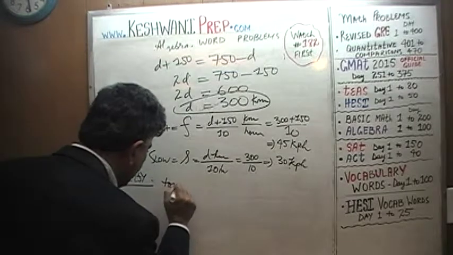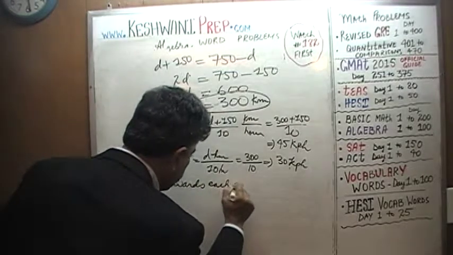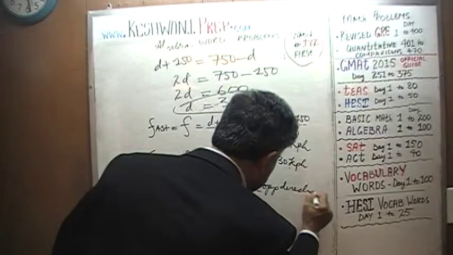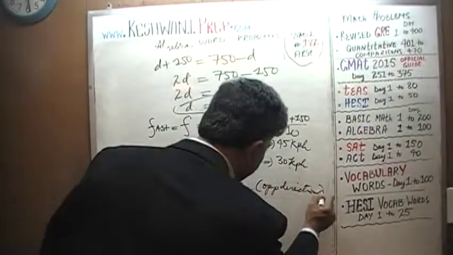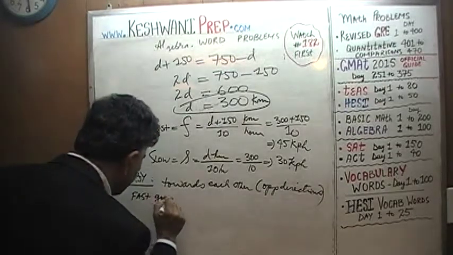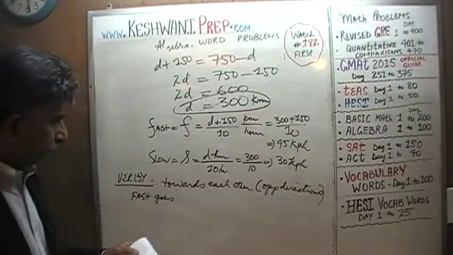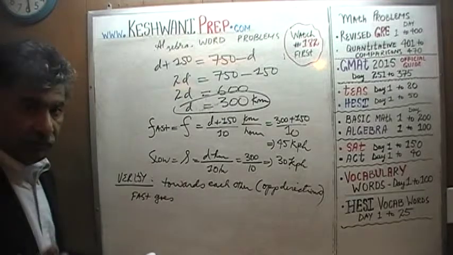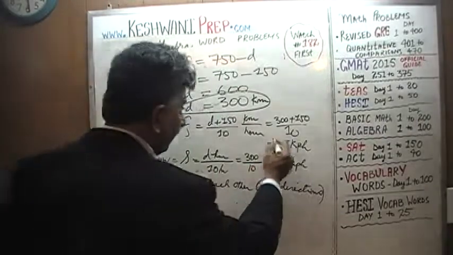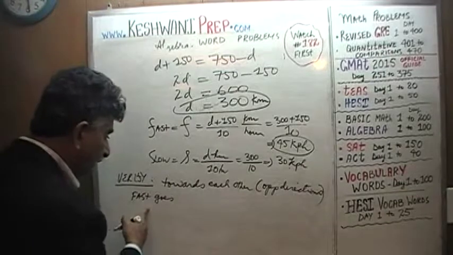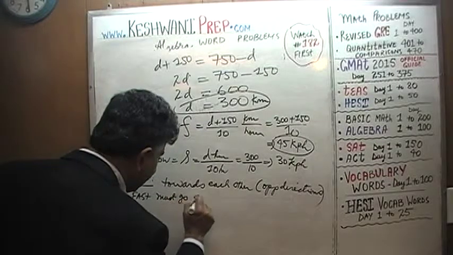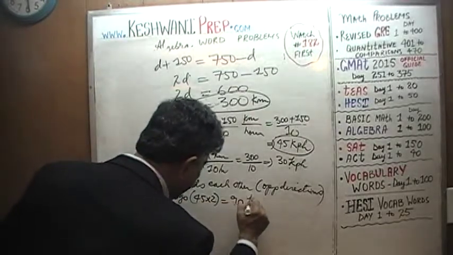When they're going towards each other, that is in opposite direction, the second half of the story, opposite directions. Then the fast guy goes, how much does he go? Because they meet in 2 hours, you see? We have to remember, when they're going towards each other, they meet in 2 hours. So since we are claiming that he's going 45 kilometers per hour, fast guy must go 45 times 2 or 90 kilometers.